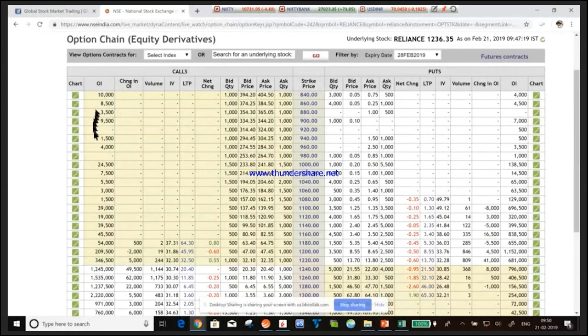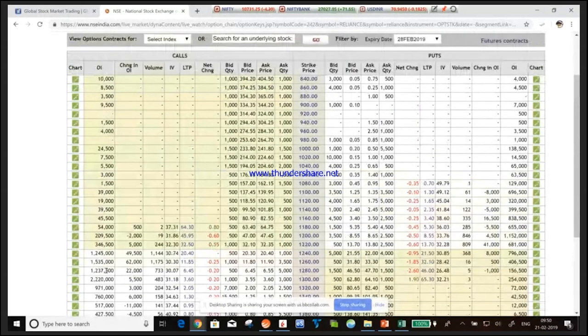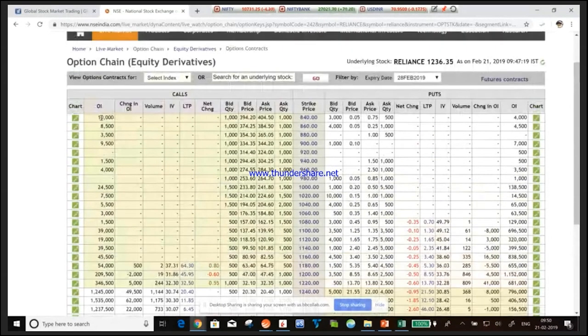Okay. So what you see here is open interest. Now the only thing is the open interest that is given here is in terms of number of shares. The open interest is in terms of number of shares. Please note that.